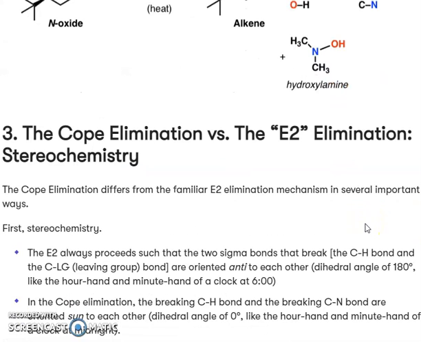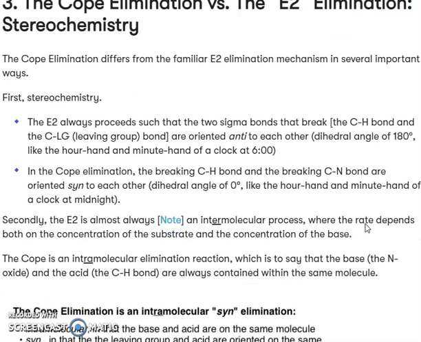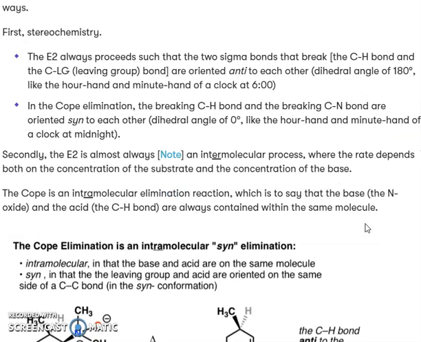So now the question is Cope elimination versus E2 elimination, stereochemistry. Cope elimination differs from the familiar E2 elimination mechanism in several important ways. First, stereochemistry. The E2 always proceeds such that the two sigma bonds that break, the C-H bond and the C-LG bond, are oriented anti to each other, dihedral angle of 180 degrees, like the hour hand and minute hand of a clock at 6. In the Cope elimination, the breaking C-H bond and breaking C-N bond are oriented syn to each other, dihedral angle 0 degrees, like the hour hand and minute hand of a clock at midnight.